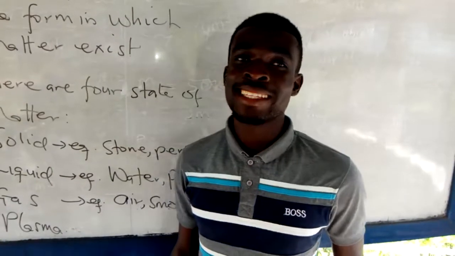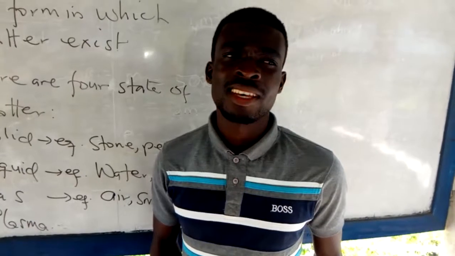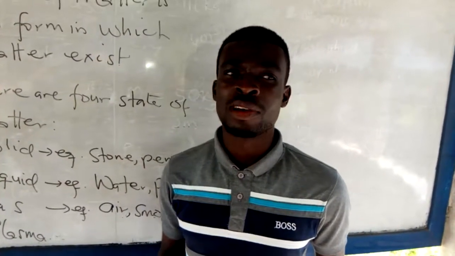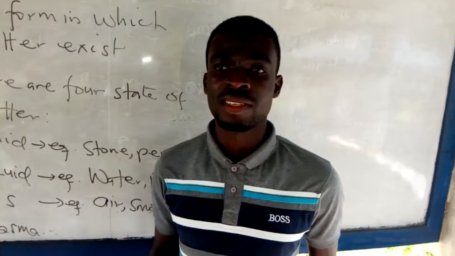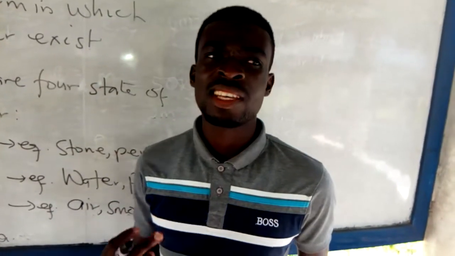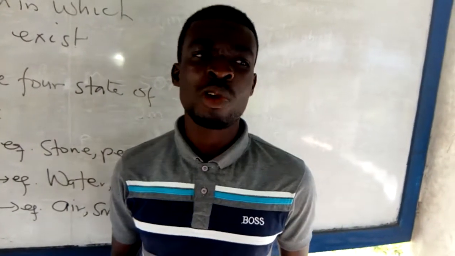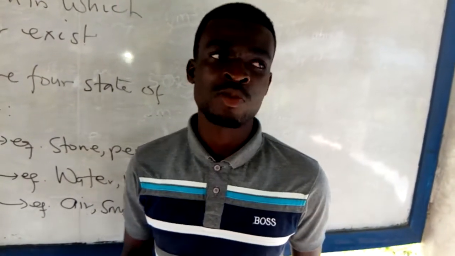Last week we talked about matter. We said that matter is anything that has weight and occupies space. We gave so many examples of matter in our environment. We said examples are wood, pen, kerosene, air, and a lot of stuff. Today we continue from where we ended with the last one.